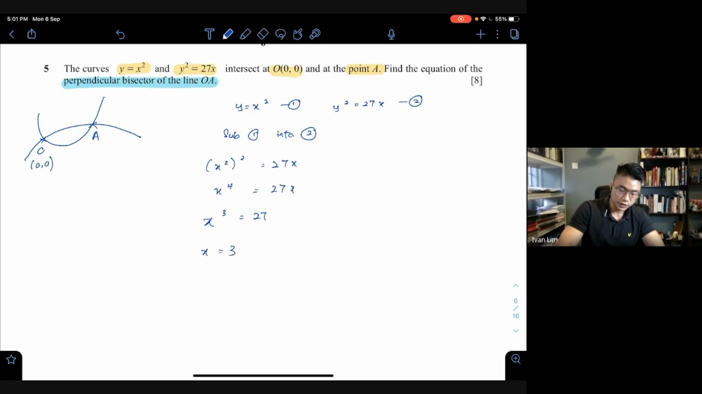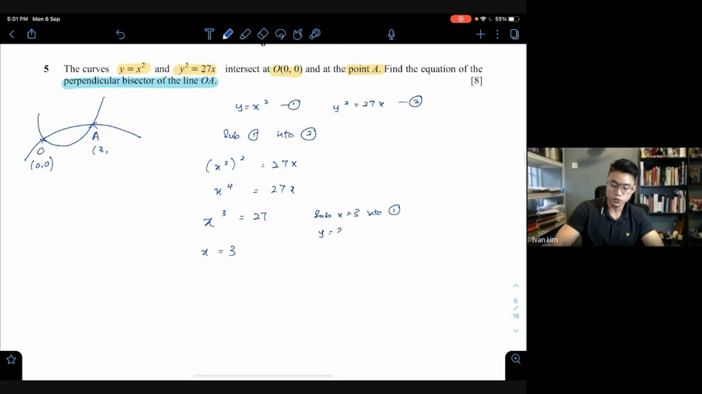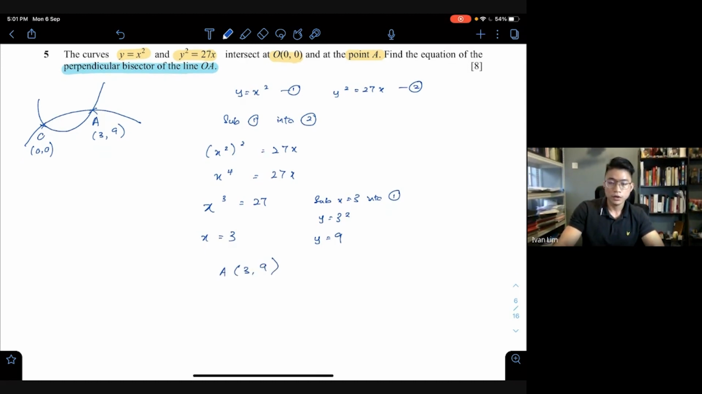So we know that the x value here is 3. We need to find the y value. Sub x equals 3 into equation 1. So you get y equals 3 squared, which is y equals 9. So we know that this coordinate A is (3, 9). What do they want us to find? Find the equation of the perpendicular bisector of the line OA.